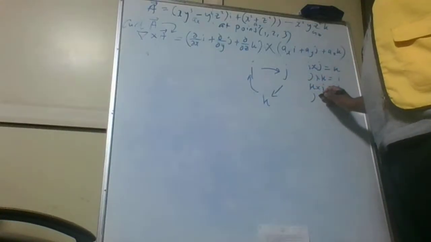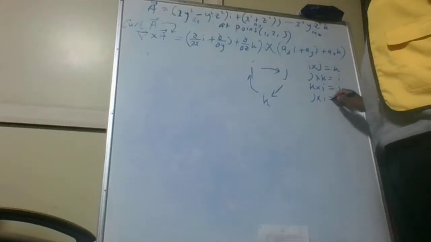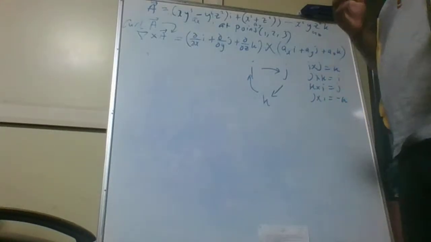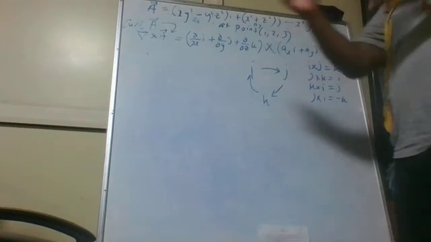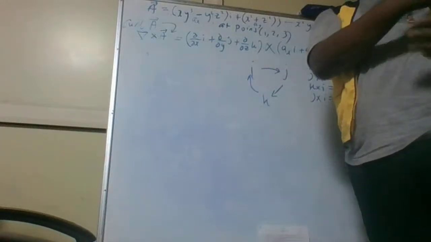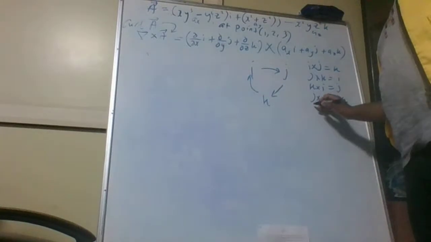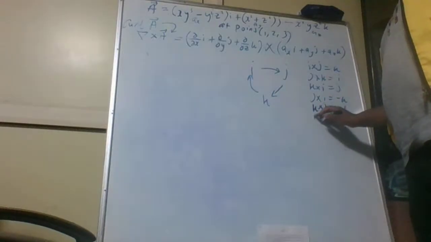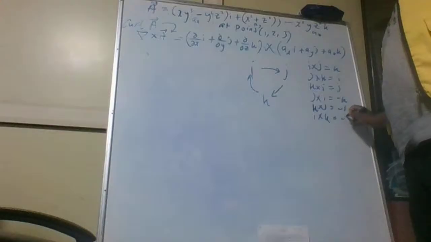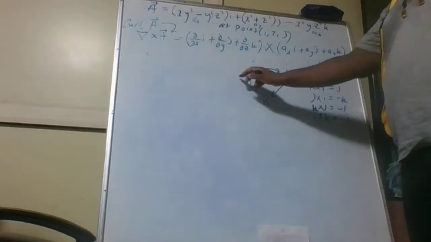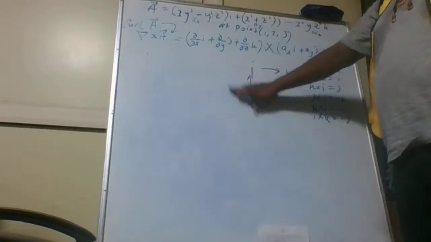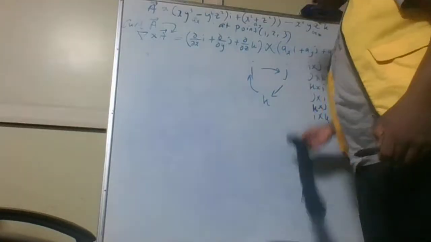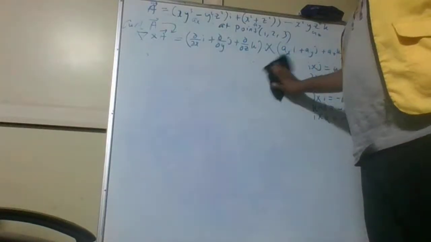Conversely, j cross i is equal to negative k, because if you are finding the cross product of A cross B, it's going to be a vector in one direction, and B cross A is going to give you the vector in the other direction. So negative k, and k cross j is equal to negative i, and i cross k is equal to negative j. So basically, if you are going against the arrows, it's going to give you negative, but if you are following the arrows, it's going to give you positive. So now we can solve this.